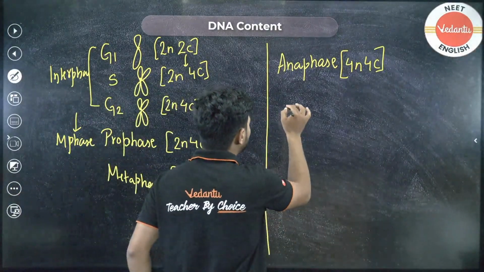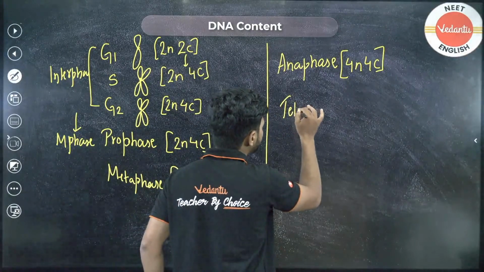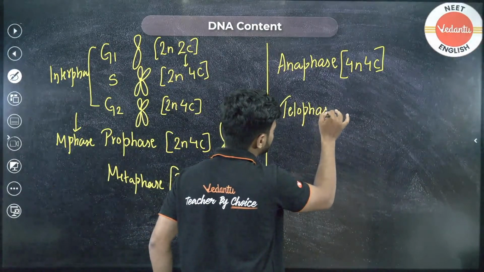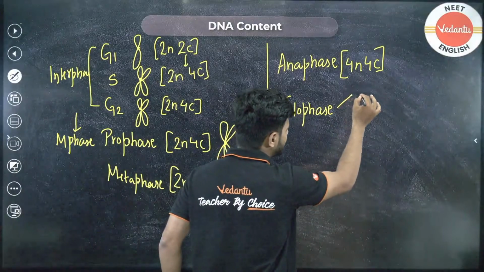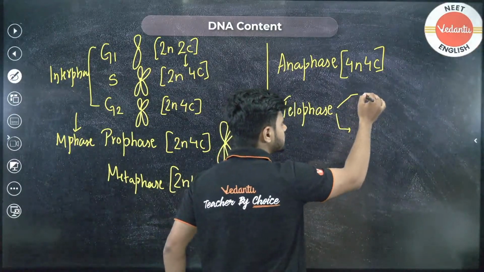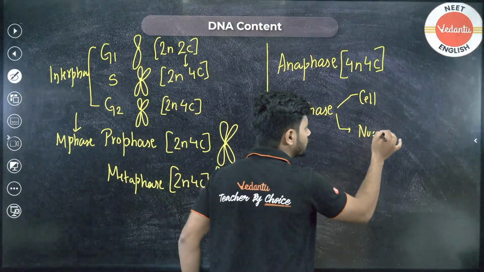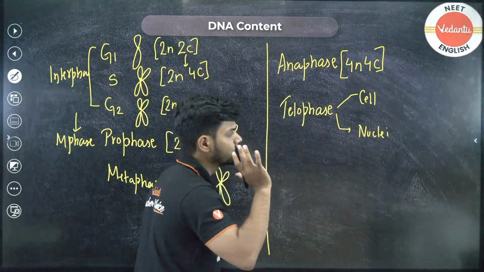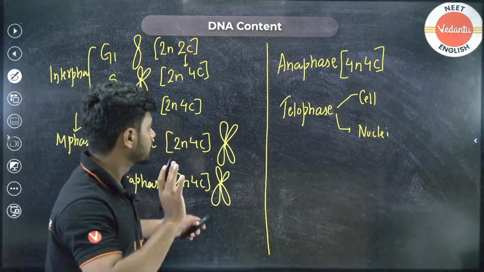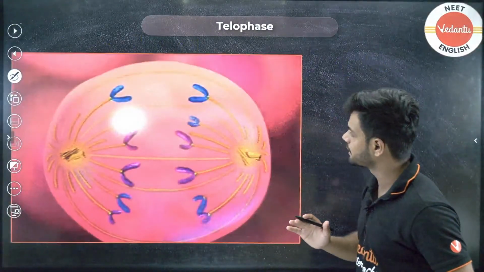Done. Now last one is your telophase. Telophase, I'll write it in two parts. One is the entire cell, and then I'll write per nuclei also. Two types I'll write down. In telophase, tell me in the chat now.